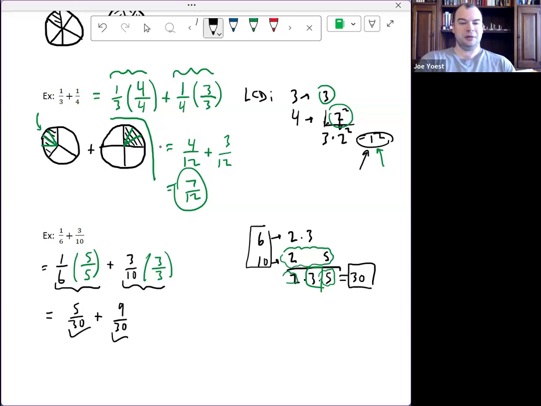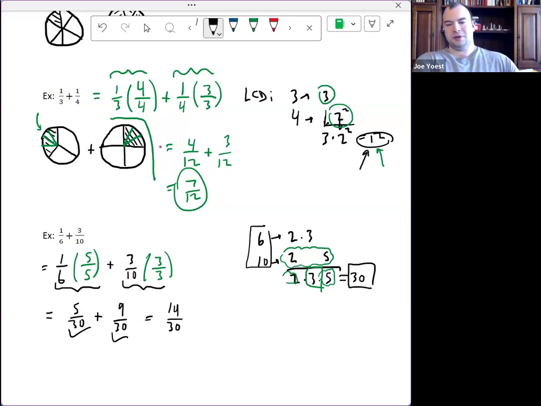Now my slices are all the same size between the two pizzas. I've sliced a bit more until everything is a bunch of slices of size 1/30 of a pizza. I have 5 of them from the first pizza and 9 of them from the second pizza. I just add those together and get 14/30.